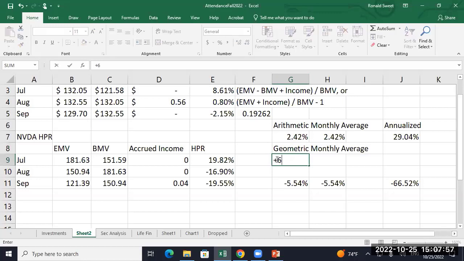So the geometric monthly average. This is a lot of work on the exam. You have to do it essentially by hand, but you take the 1 plus the first month, 0.0861. See how important it is, convert that to decimals, times 1 plus the second month, 0.008, times 1 plus the third month, which is negative 0.0215. You're going to take all of that, and I recommend you be real careful on the exam.